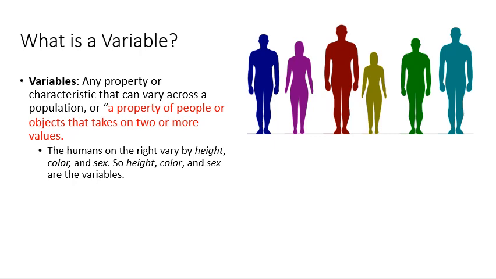So we can look at these humans, and in what ways do each of them differ? We could say they vary by height. They're all different heights. We could measure those. They vary by color. They're all different colors. They vary by sex. It looks like we have some male and some female bodies here. So in this case, height, color, and sex are the variables.